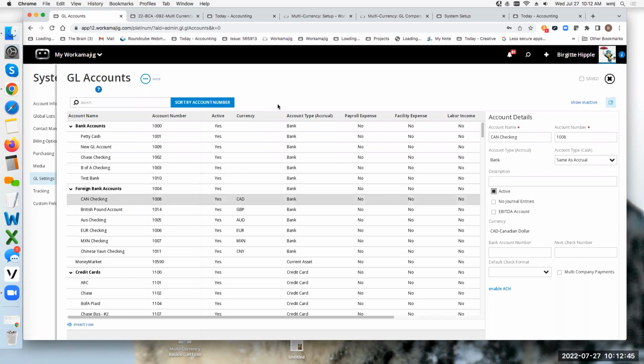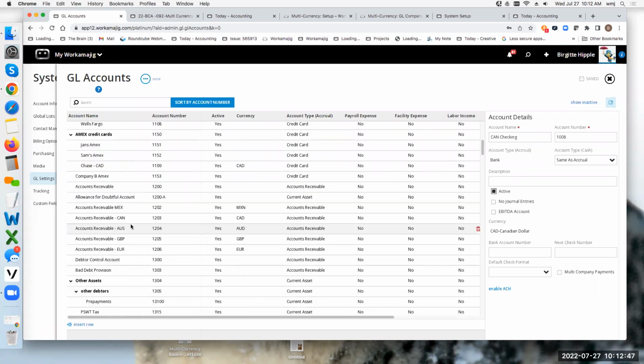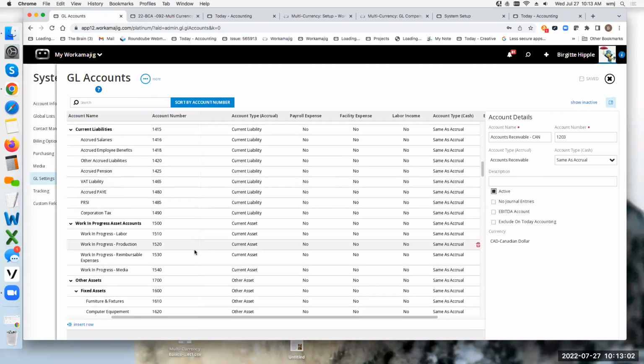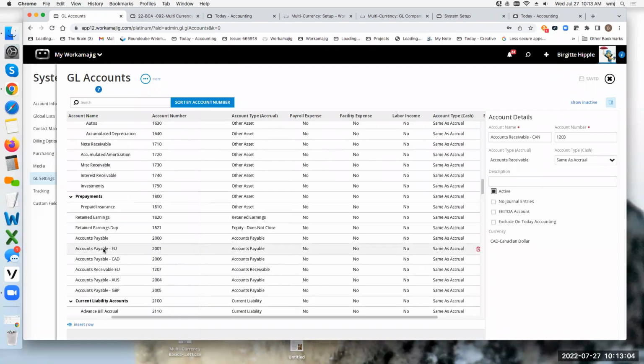Same thing when I come down and look at my accounts receivable accounts. Once again, I have my currency field. I have different AR accounts for the different clients that I bill in different currencies. And I also have my AP accounts, where I will bill out different vendors in different currencies.